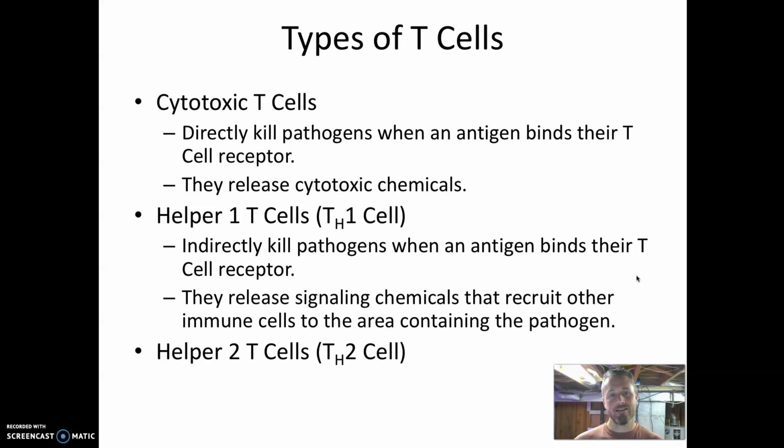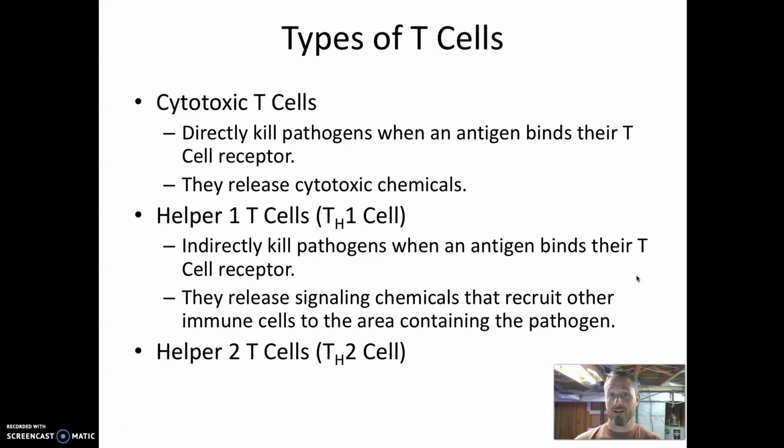In this case, it means that this T cell, the helper 1 T cell, is going to release chemicals into the environment that signal for other white blood cells to come over and kill the thing it found. So signaling chemicals are released. Those chemicals recruit other white blood cells, phagocytes, cytotoxic T cells, all sorts of cells will come, and those will kill the pathogen, right? So helper 1 T cells send out signals for help.